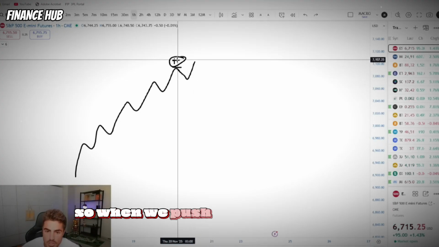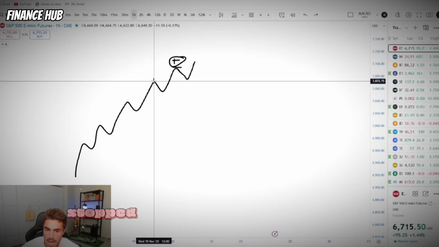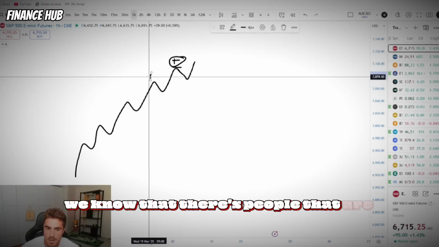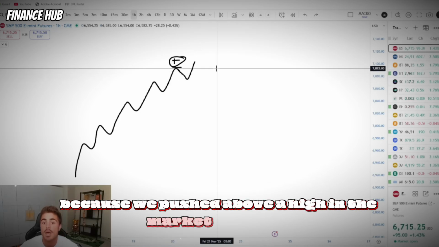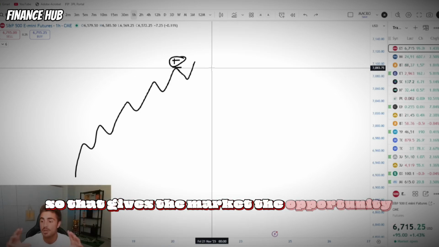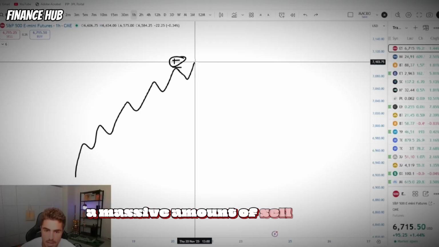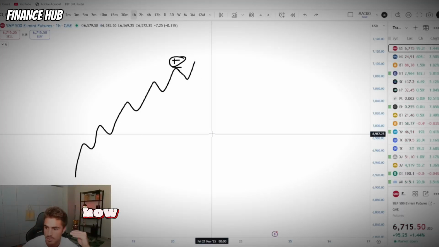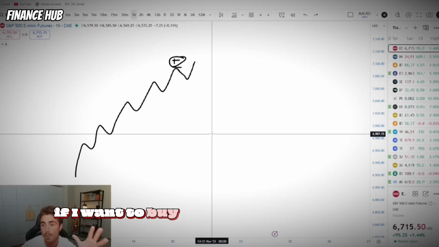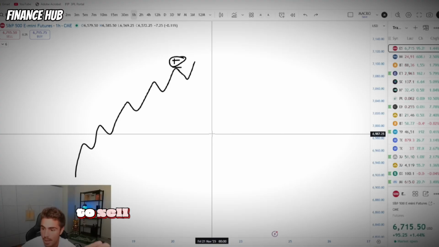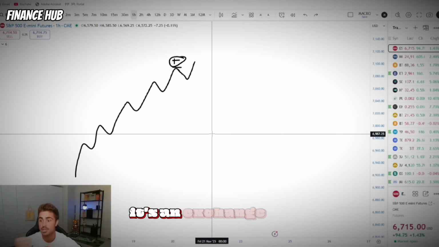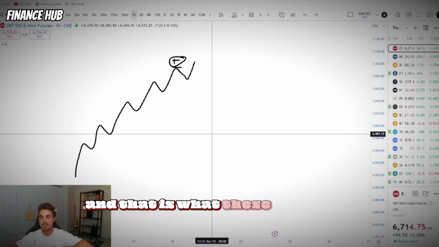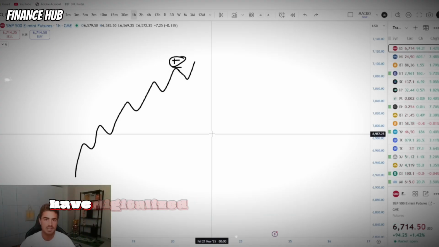So when we push above these highs, we know that there's people getting stopped out of these short positions. We know that there's people that are pressing buy because we pushed above a high in the market. Awesome. So that gives the market the opportunity to fill a massive amount of sell orders and cause a reversal. Because if we think about basic high school economics, how does the stock market work? If I want to buy one share of Apple stock, I have to have somebody that's willing to sell a share of Apple stock to me. It's an exchange, okay? And that is what these online brokerages have digitalized for us, so we kind of lose the concept, but that's what's happening on a daily basis.